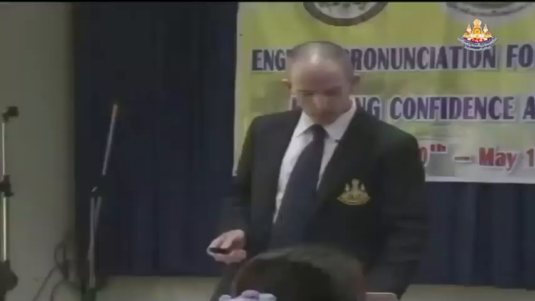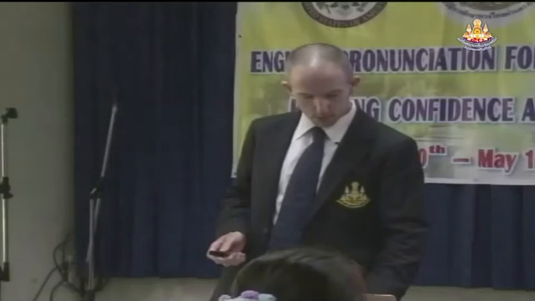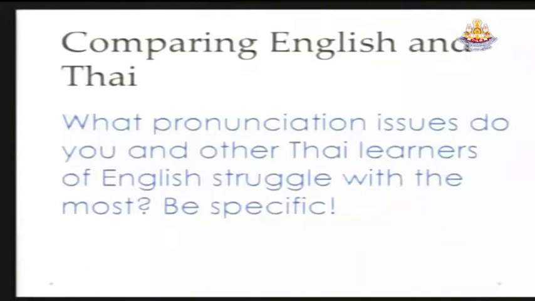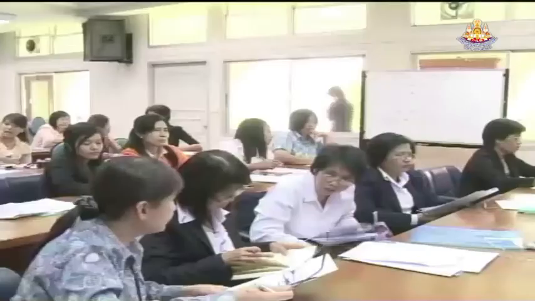And the second question we already talked about a little, but take another maybe 2 minutes and think about this. What pronunciation issues do you and other Thai learners of English struggle with the most? Okay? What's really hard for you in English and your students? What's really hard for your students in English?